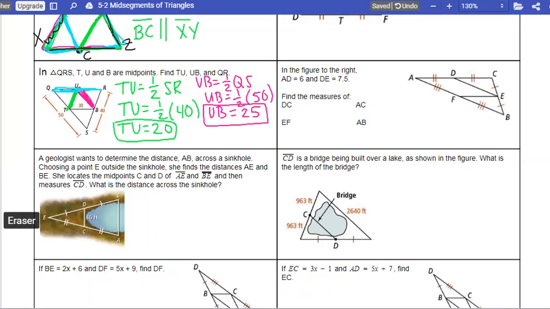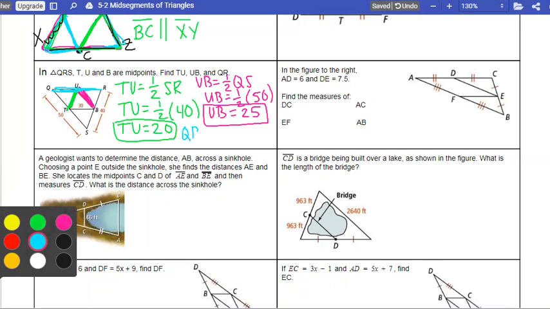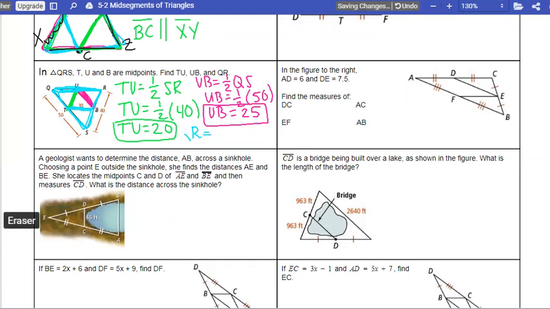And then the last one, QR. What mid-segment is QR parallel to? Now we're on the outside of our triangle. We have a side of our triangle, not the mid-segment. The midsegment that is parallel to QR would be this piece right here, which would be TB. So now we kind of have to look a little different here because QR is the outside of our triangle.